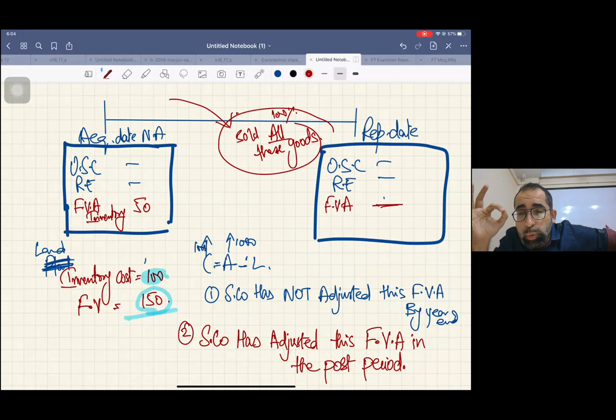In that case, you don't need to adjust anything in the reporting packet, because in the post period S company has booked this profit, complete profit. And when you don't adjust anything in the reporting date packet, there is nothing to write on the asset side as well. Did you understand this concept? Please tell me. This is very important for those who study with concept. Please reply here on the chat box. I request all of you.